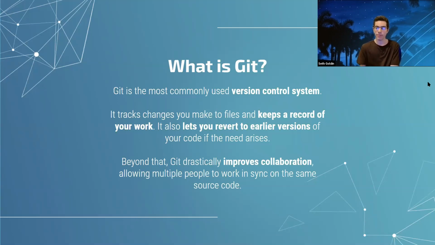So for example, when you edit a file, Git can help you understand or determine exactly what changed, who changed it, and why. It tracks changes you make to files, and it keeps a record of your work, and it lets you revert to earlier versions of your code if the need arises. It's not the only version control system, but it's definitely the most popular. Many programmers use it daily, and understanding it will be very beneficial for your work as well. And beyond that, Git dramatically improves collaboration, allowing multiple people to work in sync on the same source code.